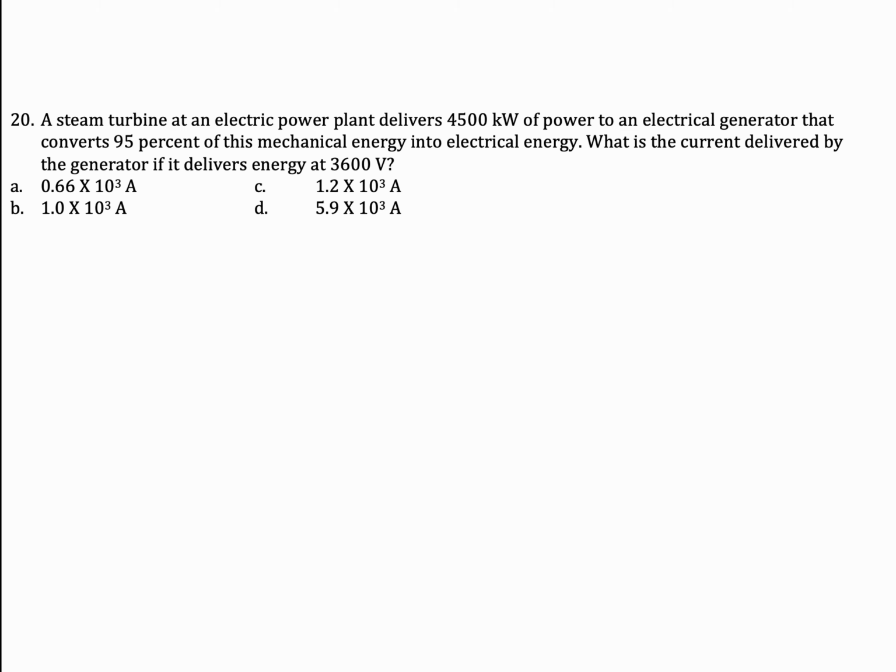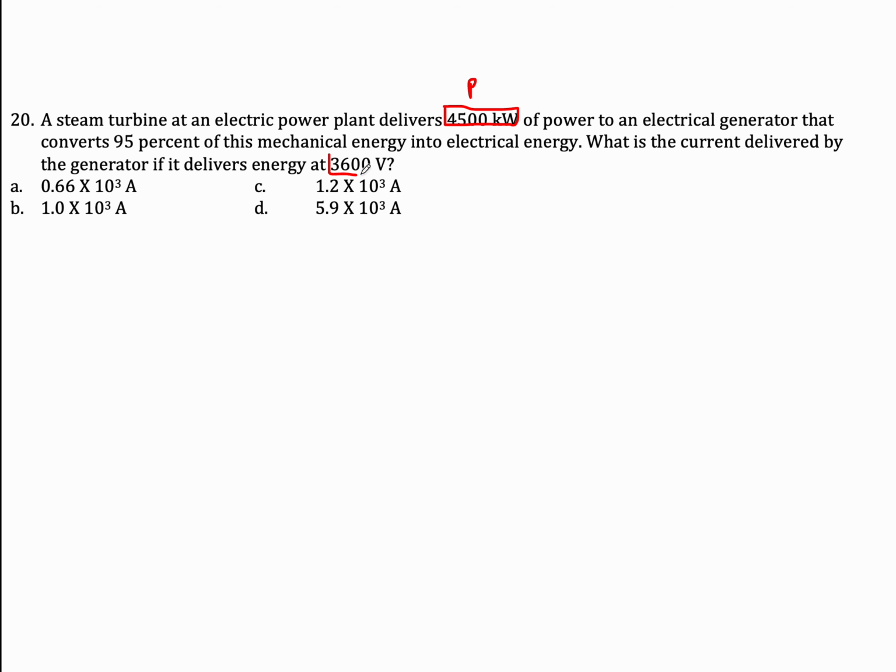And that is 1,500 kilowatts of power to an electrical generator that converts 95% of this mechanical energy into electrical energy. What's the current delivered by this generator if it delivers energy at 3,600 volts? So here's what we've got here. We've got power, and we've got voltage, and we're looking for current.